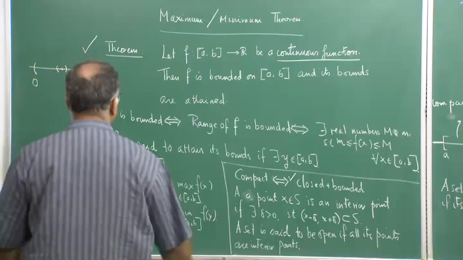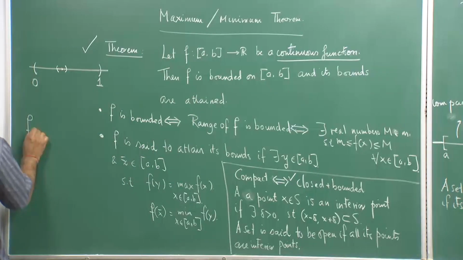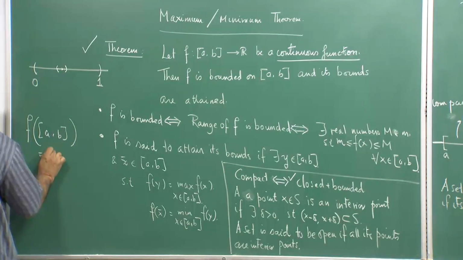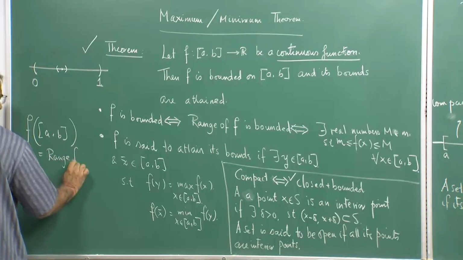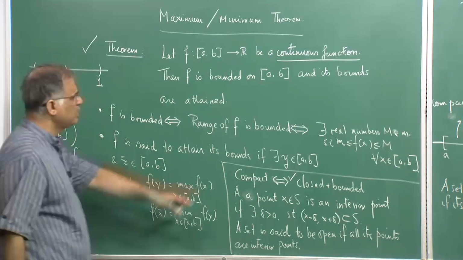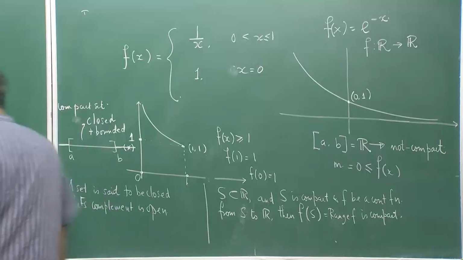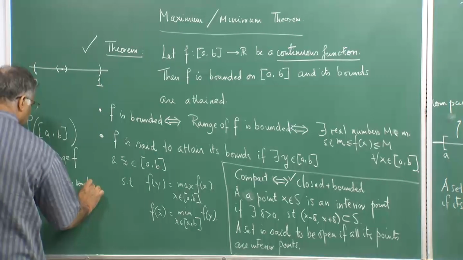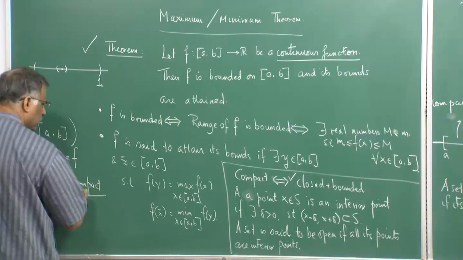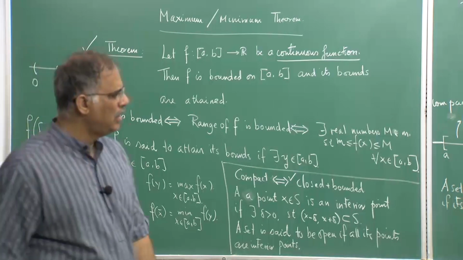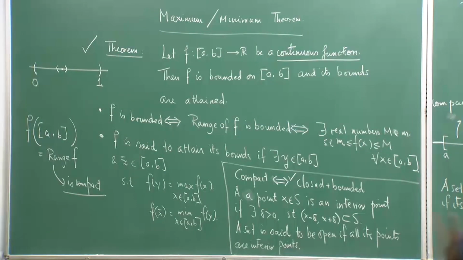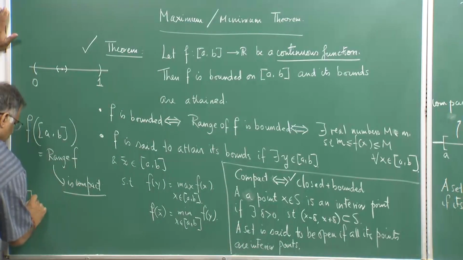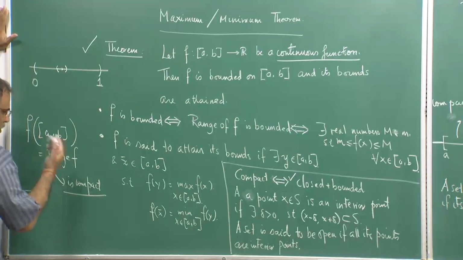So, here you can immediately see, since f is continuous, the image f of [a, b] is the range of f. So, range of f is compact because the closed interval, as we have seen, is compact. Range of f is compact, and when the range of f is compact, it is both closed and bounded.